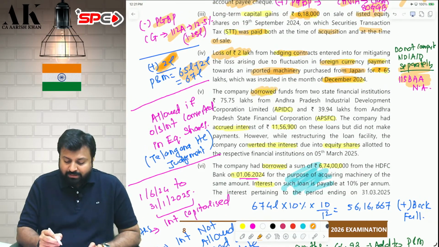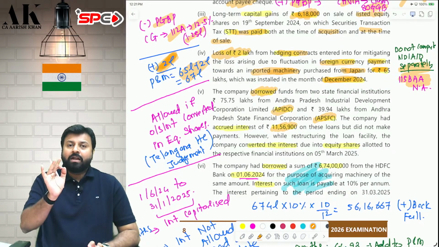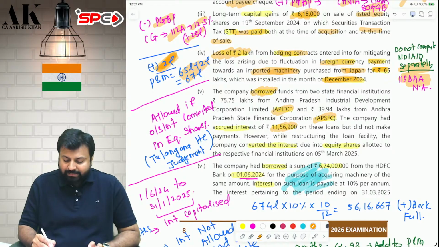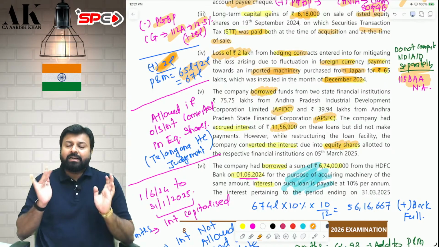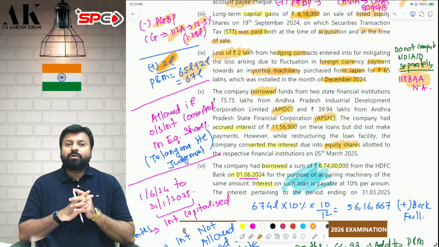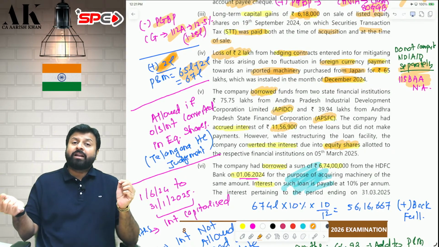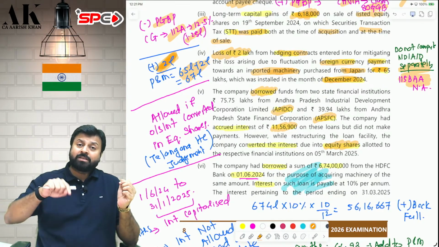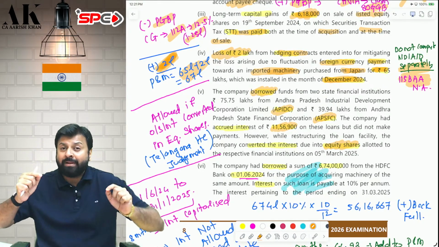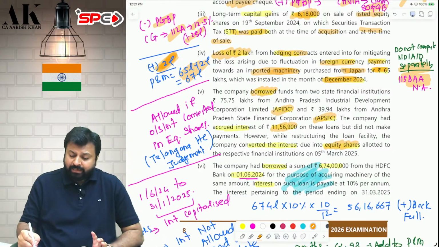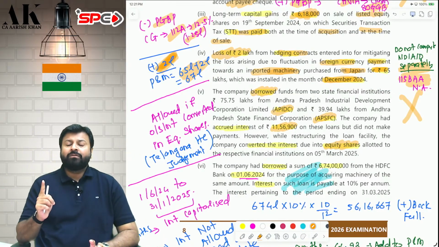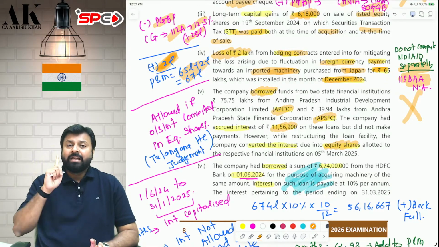The assessee has borrowed some funds from Andhra Pradesh Industrial Development Corporation and Andhra Pradesh State Financial Corporation. The total accrued interest is 11,56,900. Now, the assessee is converting this outstanding interest into equity shares. Is that allowed as a deduction? The answer is yes. If you convert an outstanding interest into a new loan, it is not allowed as a deduction. If you convert it into a bond, debenture or any other security where the liability to pay is deferred to a future date, then it is not allowed as a deduction. But if you convert that outstanding interest into equity shares, it is allowed as a deduction.